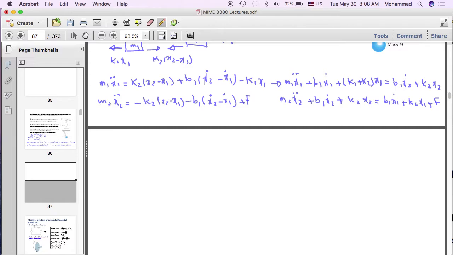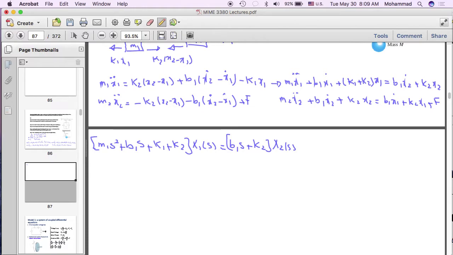and take it into the Laplace domain, what you will get is m1 s squared plus b1 s plus k1 plus k2, this whole thing multiplied by x1 of s, that is equal to b1 s plus k2, the whole thing multiplied by x2 of s. So this bracket closes here. And so that's the first differential equation transformed into the Laplace domain.